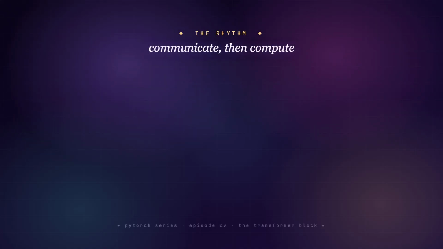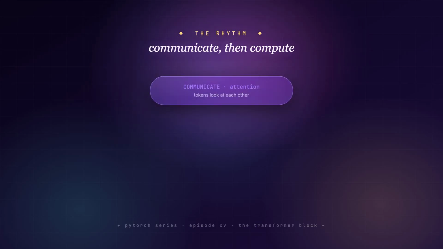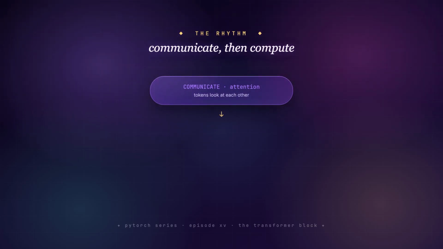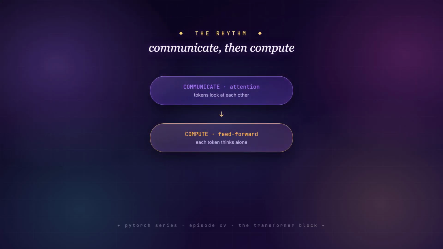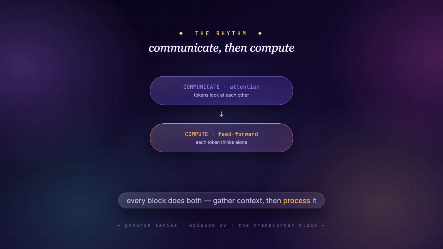Talk then think rhythm. Here's the rhythm of the whole architecture, and it's simpler than it sounds. Every block does two things in order. First it communicates, that's attention, tokens passing information around. Then it computes. Each token sits alone and works on what it just received. Talk, then think. Talk, then think. Stack that pattern deep enough and you get something that can write code and poetry.